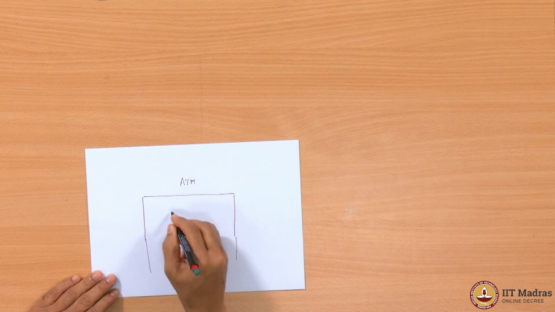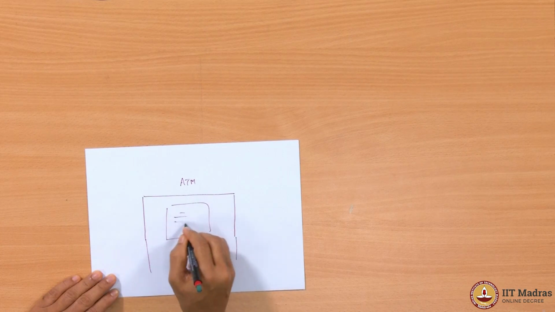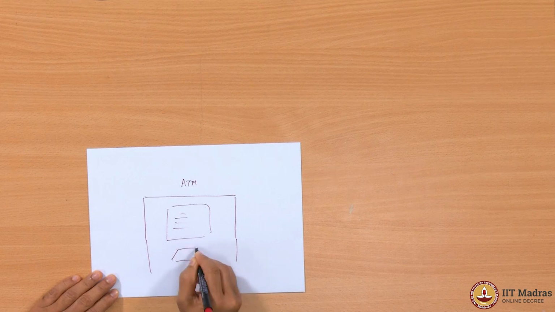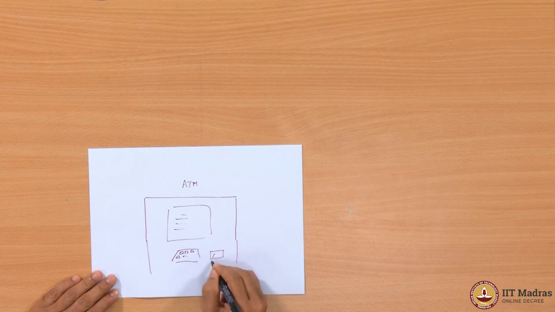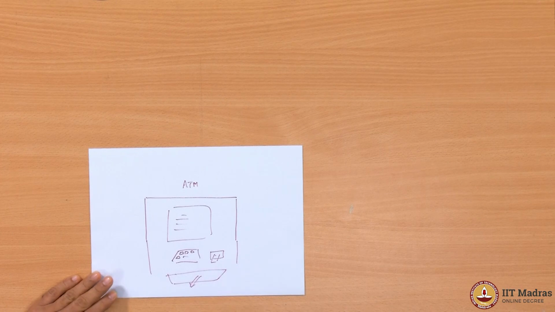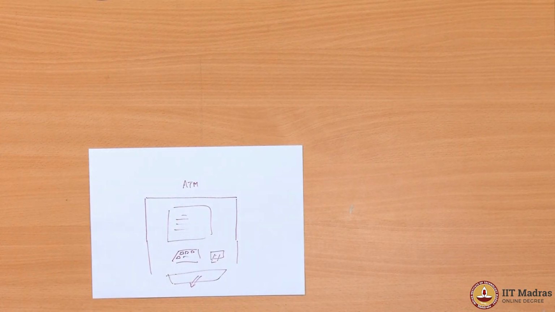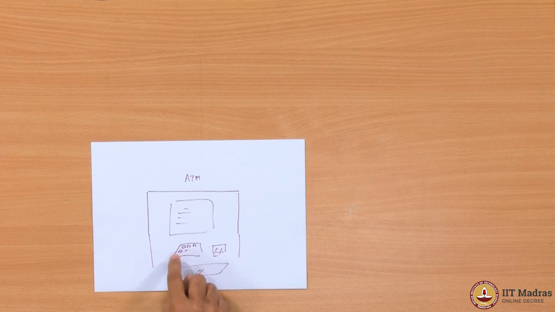So what do you see? You see a display on which it can tell you some information. Then you will typically have some panel here where you can press some buttons, right? And then you have this slot here where you can put in your card, and then you have some slot here which can give you money. So in this way, you can think of this whole thing as some box in which you can interact with it by pressing these buttons.